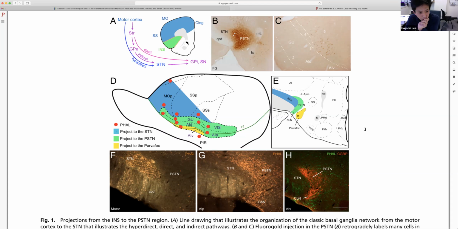Yeah. And then what is F? So F would be a dark field illumination after the immunohistochemical detection of the PHAL. And then G is also the same, but the difference between F and G is that it's the injection of PHAL into the motor cortex for F, but for G it would be the ALP, and for H it would be those injections in ALV, but that one's a photomicrograph.